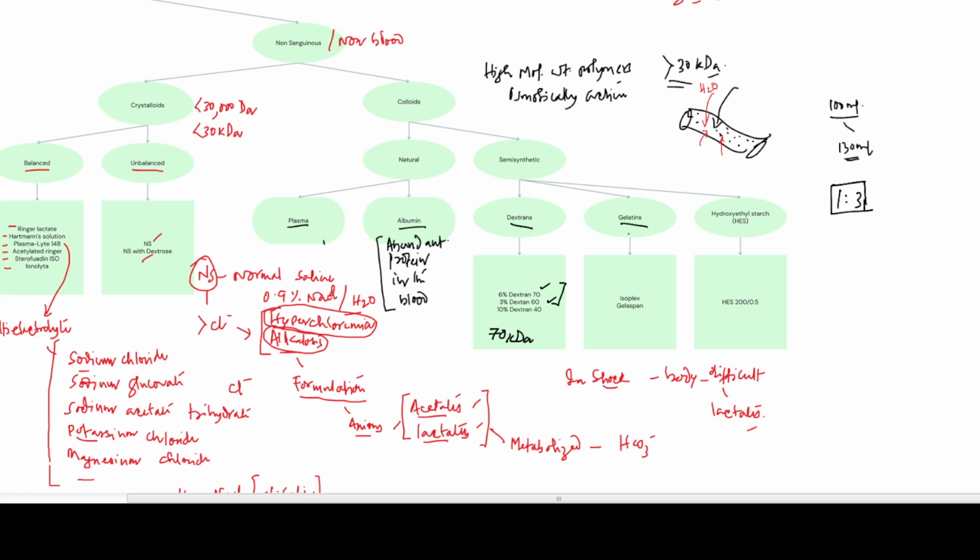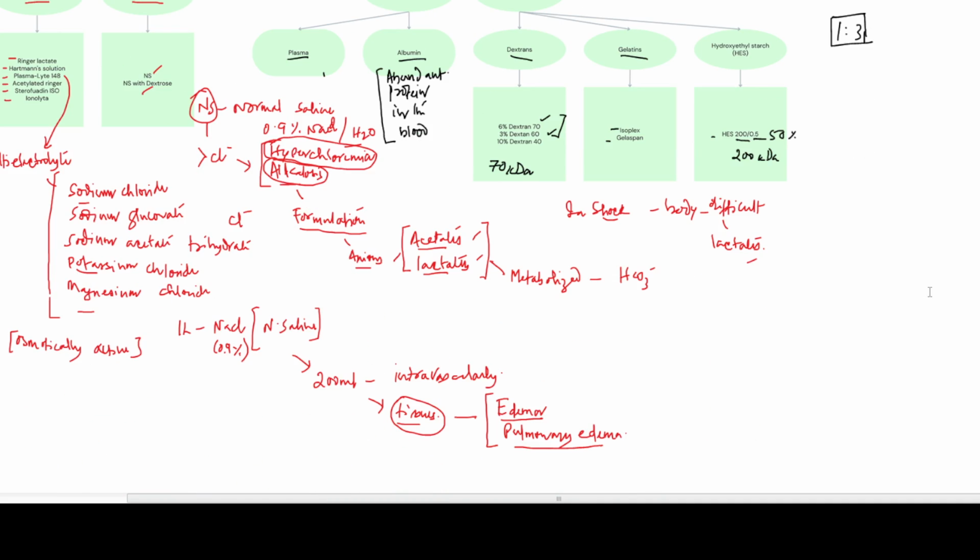Then we have gelatins. The commercially available forms I've listed here. And then there is hydroxyethyl starch, and the commercially available one is listed here as well. So 200 meaning it's 200 kilodaltons, 0.5 means 50% solution. So this is 200 kilodaltons, and this is 50%. That's the commercially available starch, which is used clinically as an IV fluid.